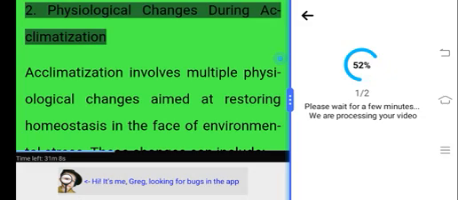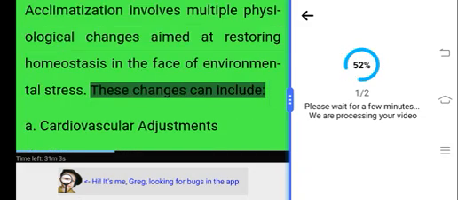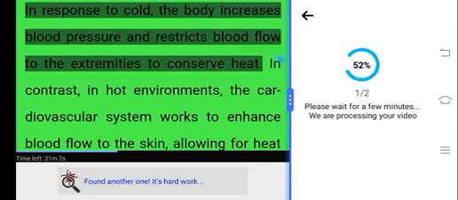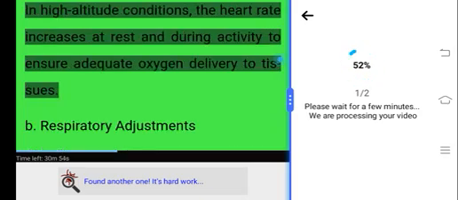2. Physiological changes during acclimatization. Acclimatization involves multiple physiological changes aimed at restoring homeostasis in the face of environmental stress. These changes can include: A. Cardiovascular adjustments. In response to cold, the body increases blood pressure and restricts blood flow to the extremities to conserve heat. In contrast, in hot environments, the cardiovascular system works to enhance blood flow to the skin, allowing for heat dissipation. In high altitude conditions, the heart rate increases at rest and during activity to ensure adequate oxygen delivery to tissues.